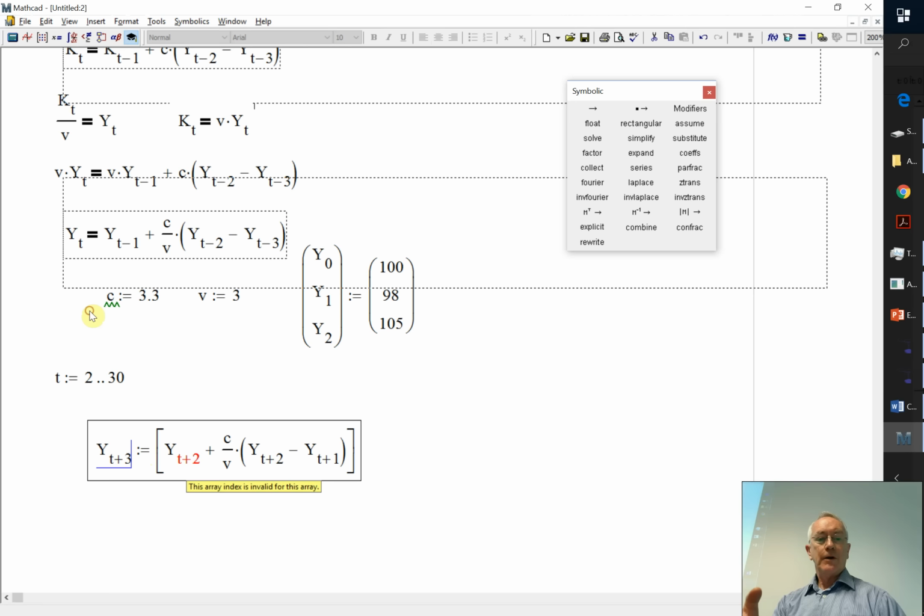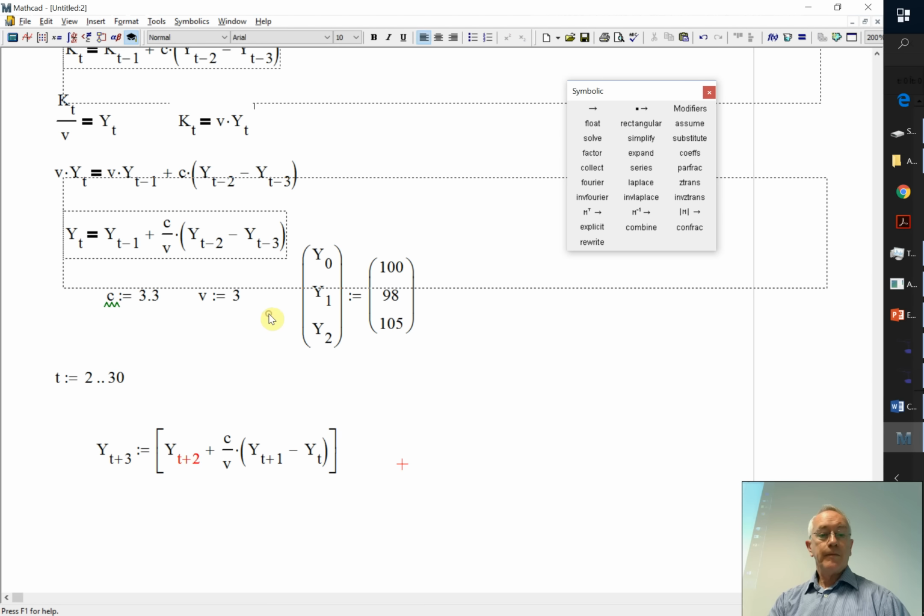Hang on a second. I think I've stuffed this up a bit here. The second t plus 2 should be a t plus 1. Yeah. And the t plus 1 should be a t. Okay. Now, so I'll actually make this 1 here. Let's see if that works. Okay, make it 0. I've done this before. I just haven't used MathCAD for a while, so I'm a bit out of practice.